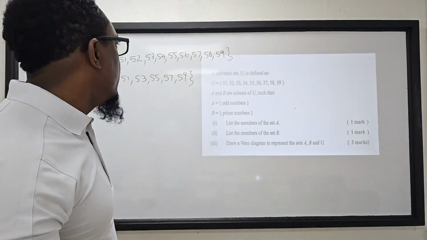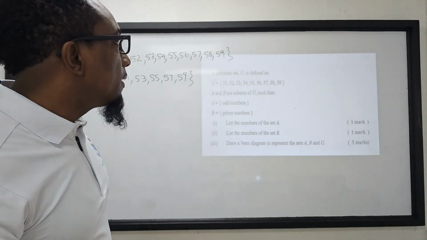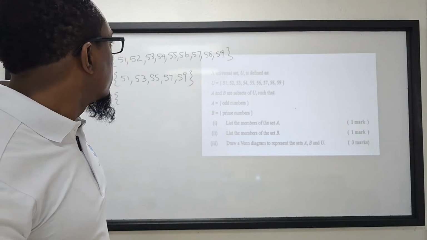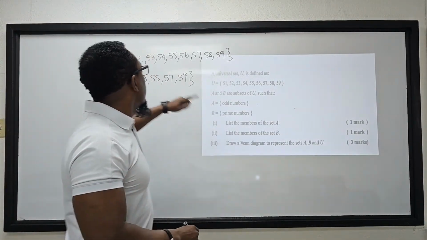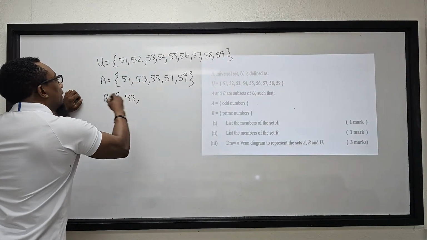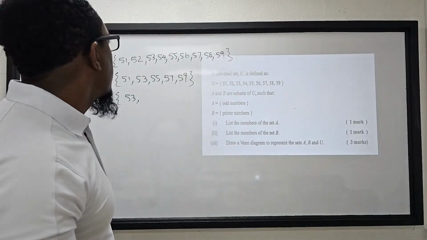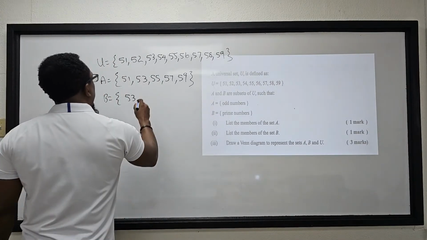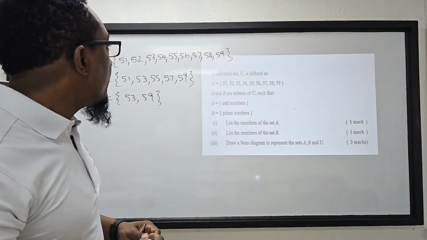prime numbers, right? So prime numbers are numbers that can only be divided by itself and 1, yeah? So our prime numbers here, looking at the universal set, will be 53, yeah? Can only be divided by itself and 1. Let's see what else. And 59. Good? Those are our prime numbers.